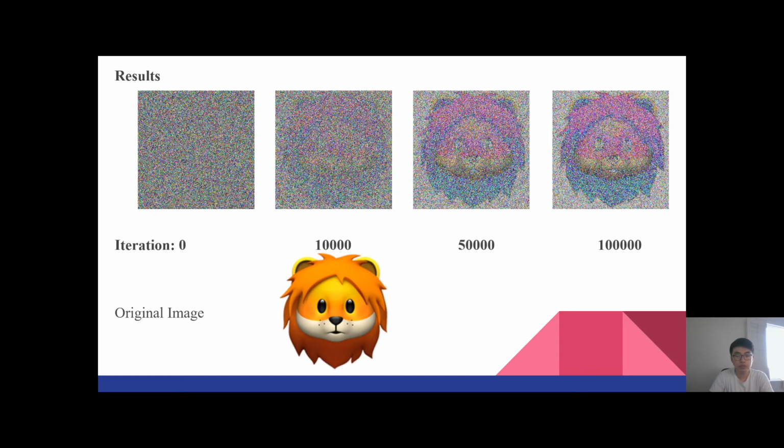So if we keep going, there will be a time that the lion is about the same as the original image, but it takes a lot of time. So for our presentation, we just stop at 100,000.